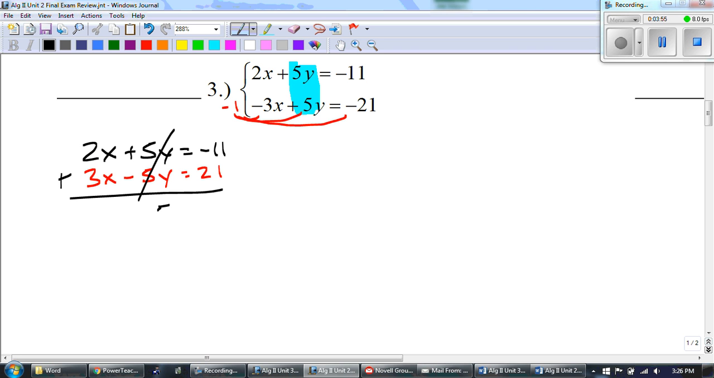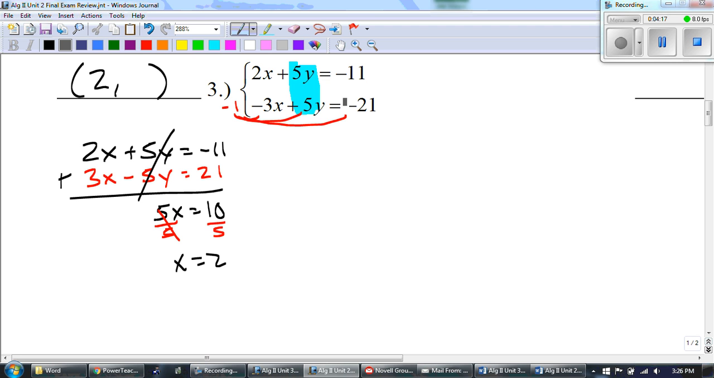2 plus 3 is 5. And then I have negative 11 plus 21, which turns to 10. To get the x by itself, I need to divide. And we get that x equals 2. So x equals 2, I'm going to get a point.